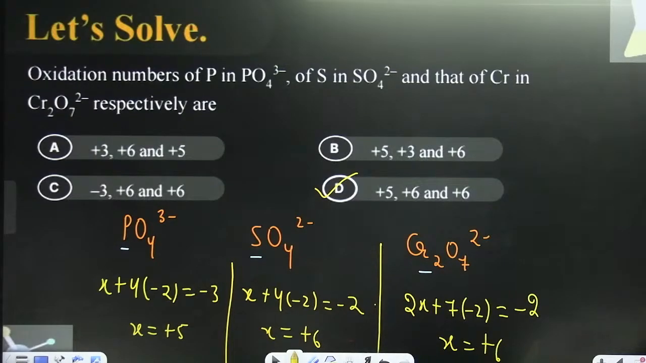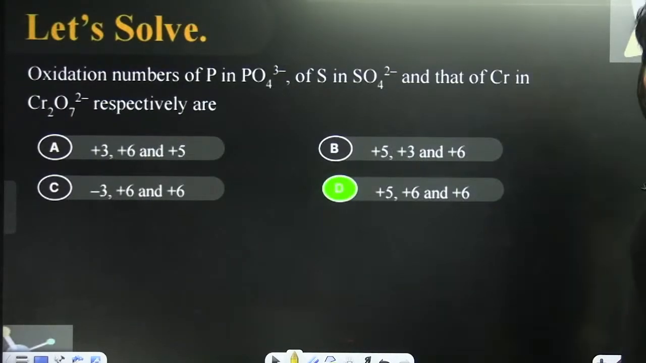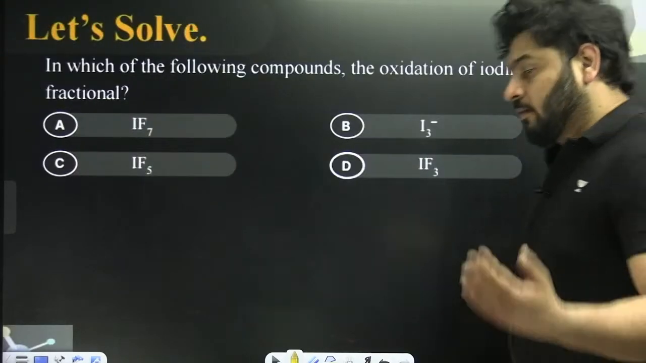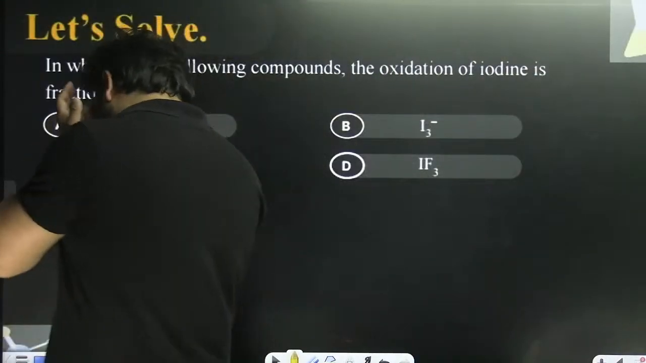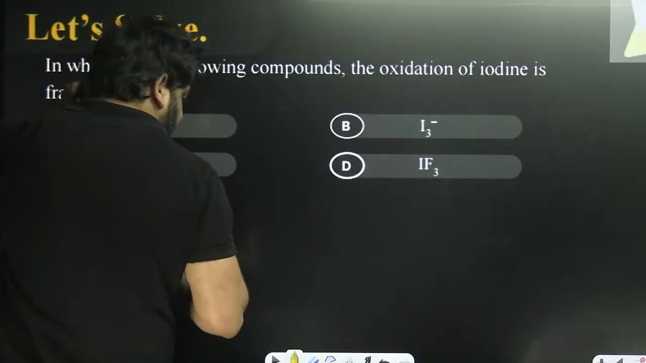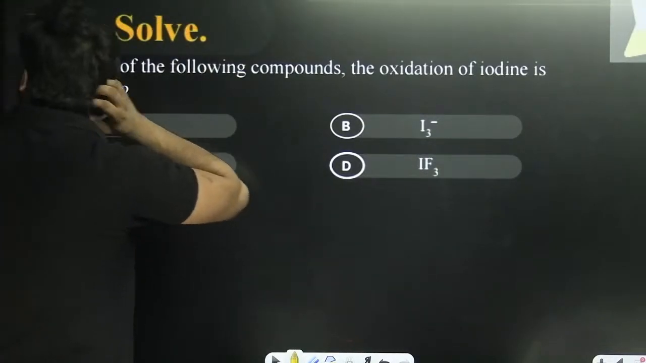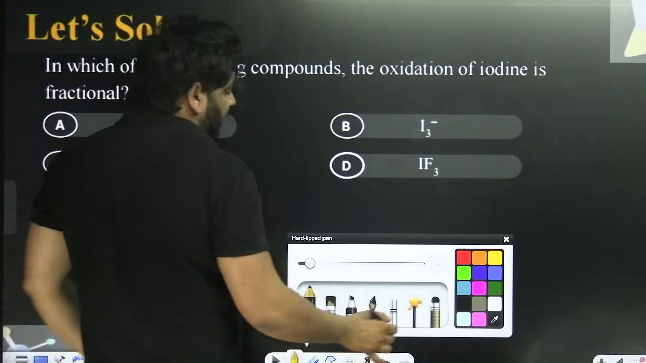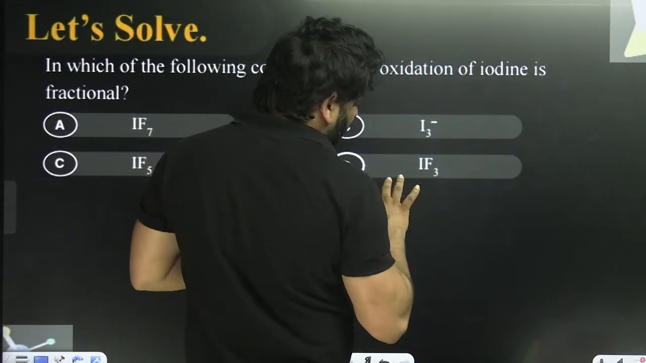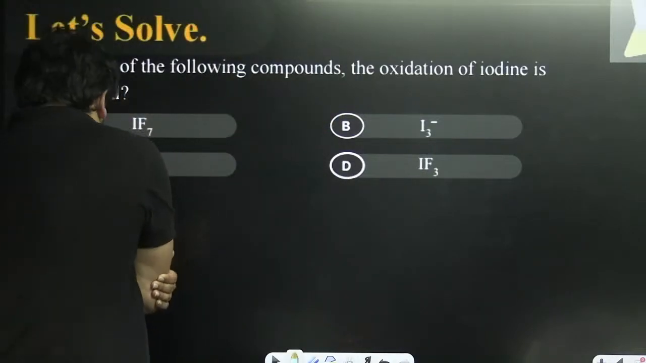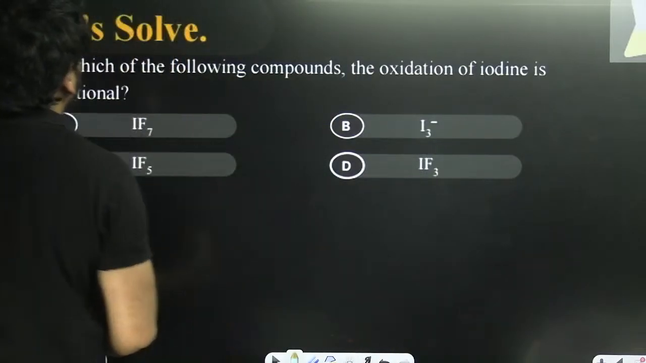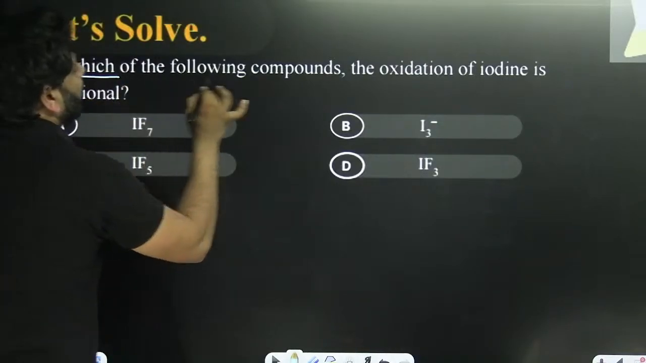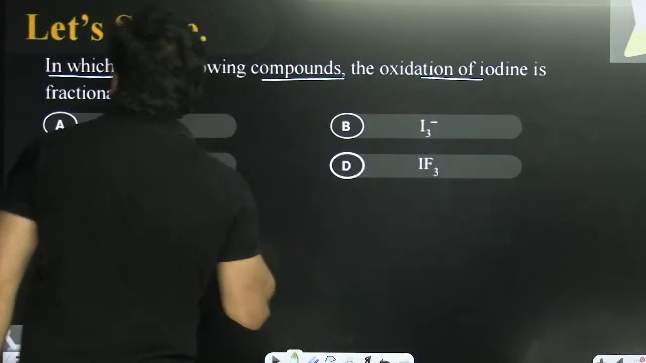But in the cases where oxygen is not present in terms of oxide, but is present in peroxide or superoxide, then you have to apply some method. Superoxide had a very limited number of examples which I gave you, KO2, RbO2, CsO2, and right after that we will be understanding some peroxide examples. Take this question: in which of the following compounds is the oxidation state of iodine fractional?